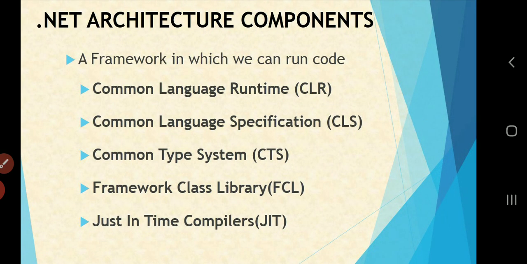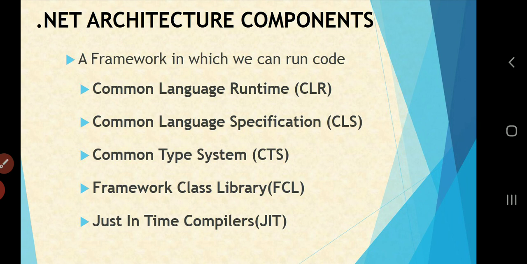The .NET architecture has a number of components, and all these components are specified here. This is the framework in which we can run our actual code. The actual code is our source code, which can be written in C Sharp, VC++, Java, or VB.NET-like languages.